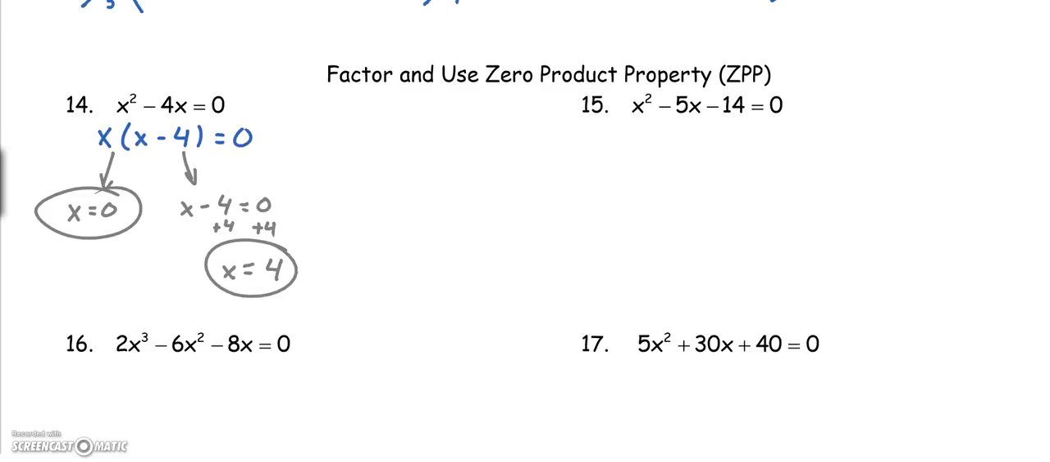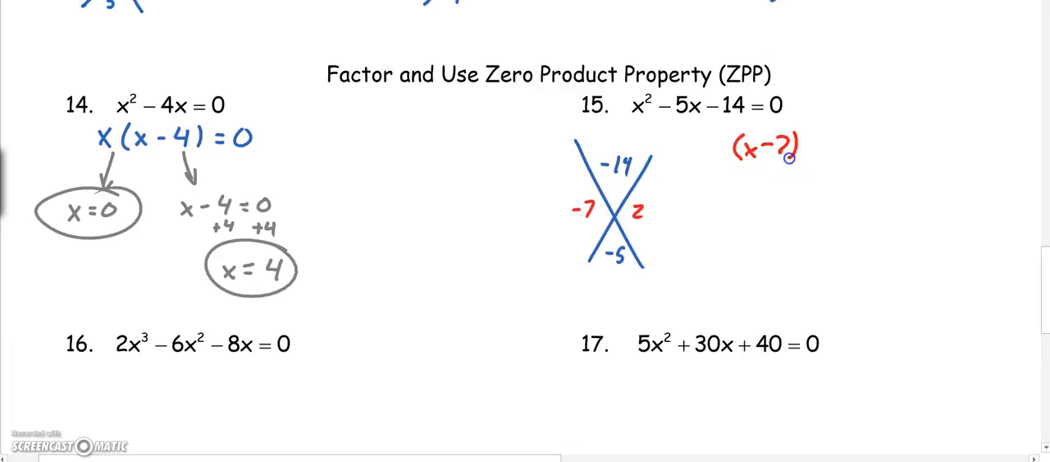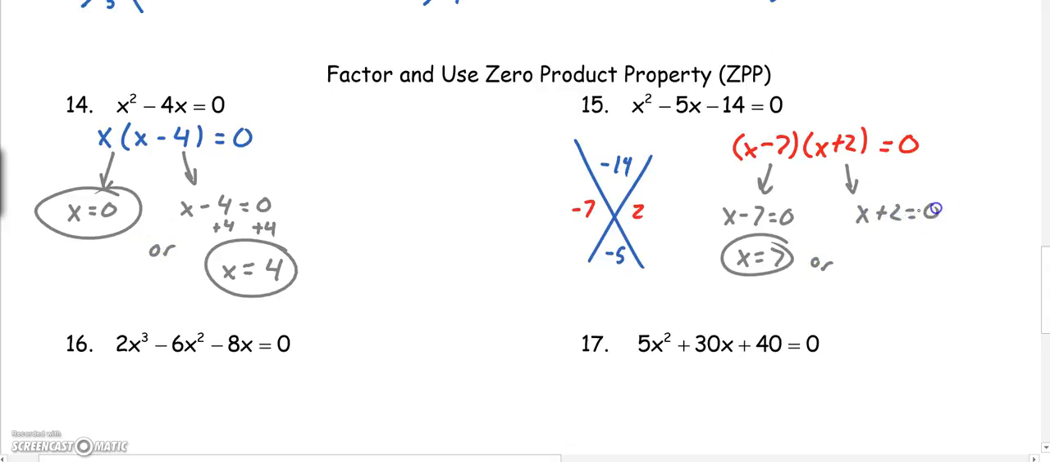15. I need numbers that multiply to negative 14 and add to negative 5. So those numbers are negative 7 and 2. So I have x minus 7, x plus 2 equals 0. And I'm going to use the zero product property. So I'm going to set each of these equal to 0. X minus 7 equals 0. Add 7, so x is 7. Or x plus 2 equals 0. Subtract 2. X is negative 2.